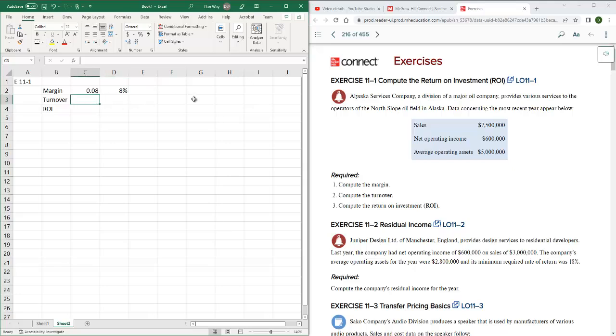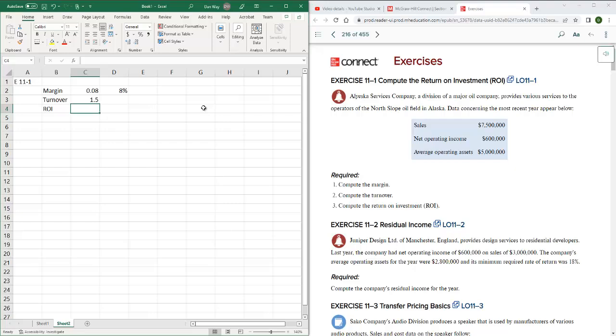Turnover is that measure of productivity, the usage of our assets. So we take our sales there of $7,500,000 and divide that by our average operating assets of $5 million, and we get turnover of 1.5. Kind of say that we would turn over our assets 1.5 times in generating sales every period.